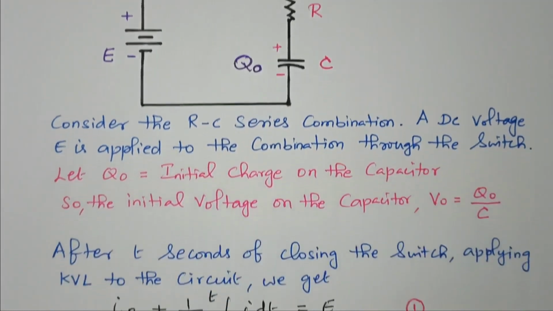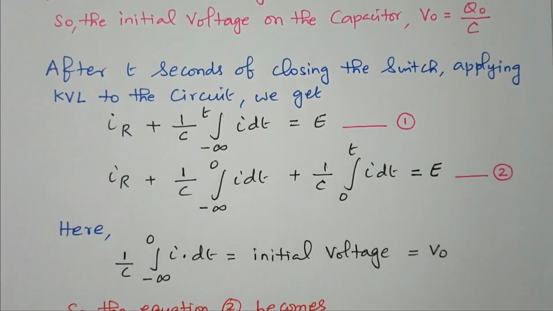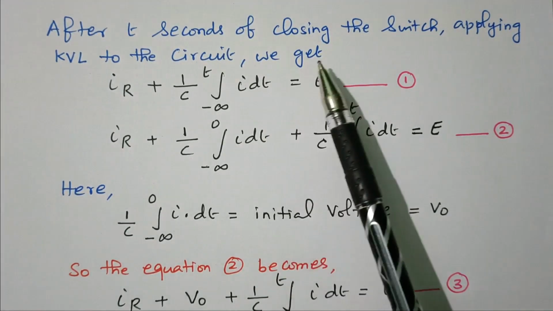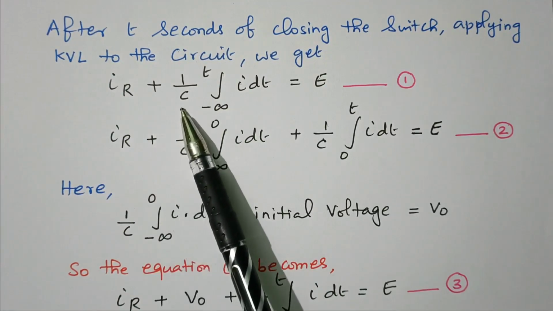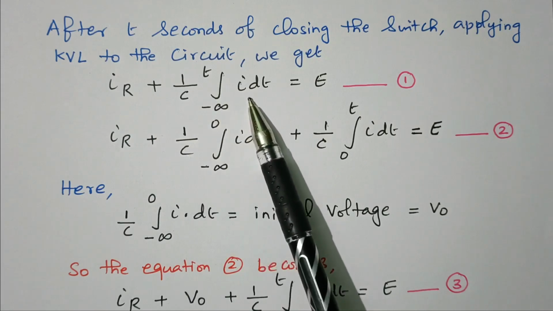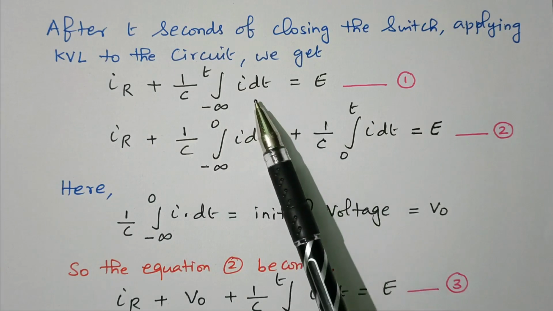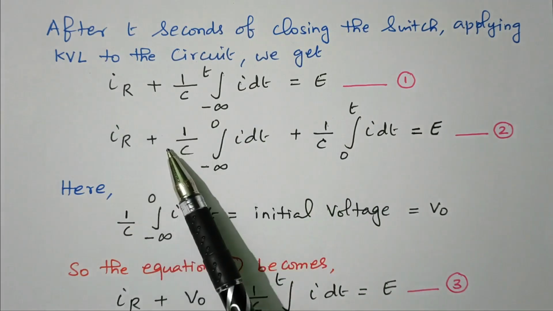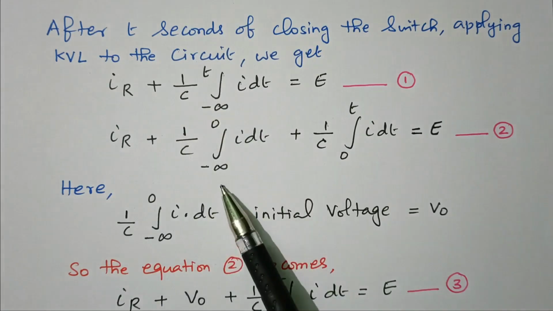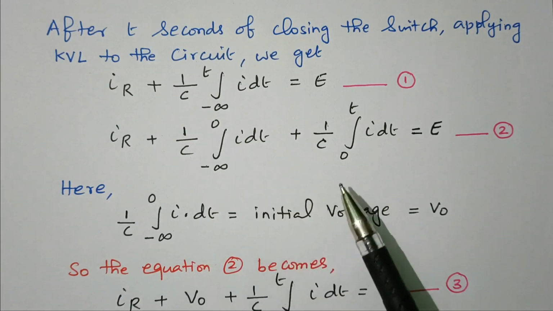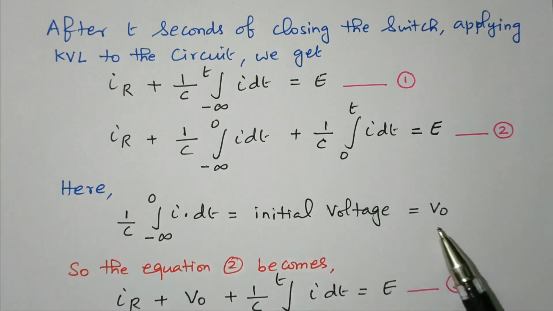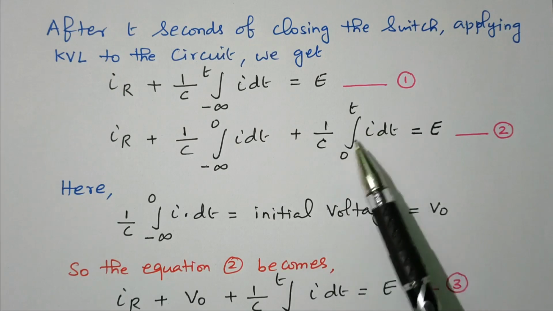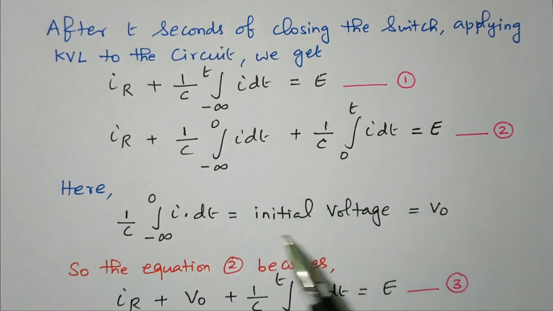Now we'll apply Kirchhoff's voltage law to the given RC series circuit. At t seconds after closing the switch, apply KVL to the circuit. So IR plus 1 by C integral from minus infinity to t of I dt equal to E. So the applied voltage equals resistive drop plus capacitive drop. Right, I into R plus 1 by C. This minus infinity to t is split into two terms: minus infinity to 0, and 0 to t, I dt. Right. So this minus infinity to 0 is nothing but the initial voltage, that is V0. We already discussed, V0 equal to Q0 divided by C. Right. So the 0 to t is after closing the switch, and this is before closing the switch, the initial state.